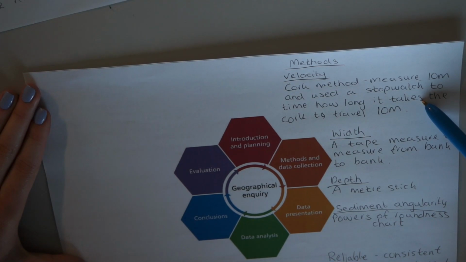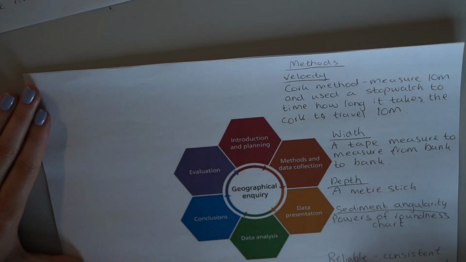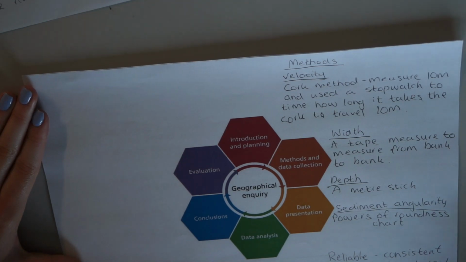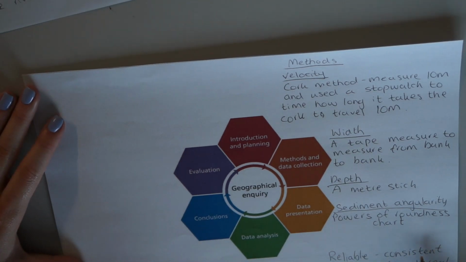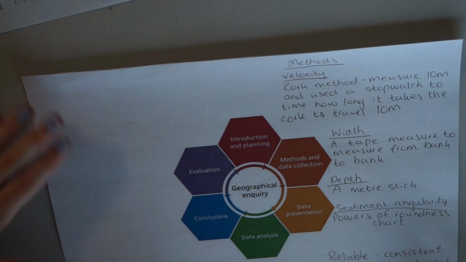So the velocity, it was reliable because the same person did it each time, so it's being dropped from the same height. However, it might not be accurate because the cork could have got stuck on something. Sediment angularity, to make it reliable, the same person has to do it because it could be based on your opinion. What I think is rounded, someone else might think is very rounded.